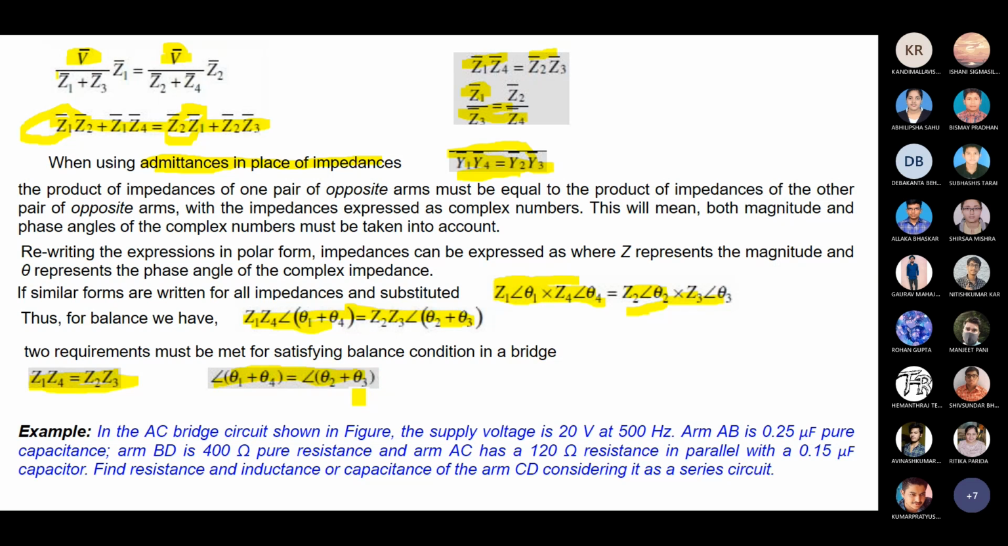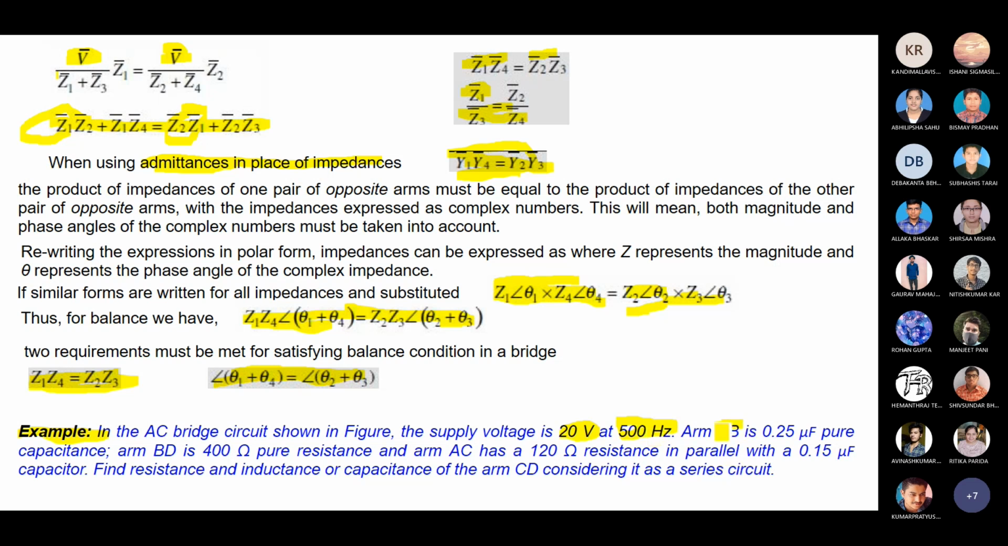So all of you please write down that problem. One example is there. By replacing the values you can calculate the exact unknown parameters, the unknown elements. So what is that example? In the AC bridge circuit shown in the figure, that figure is already given, the supply voltage is 20 volt and 500 hertz. So the voltage and the frequency are given.